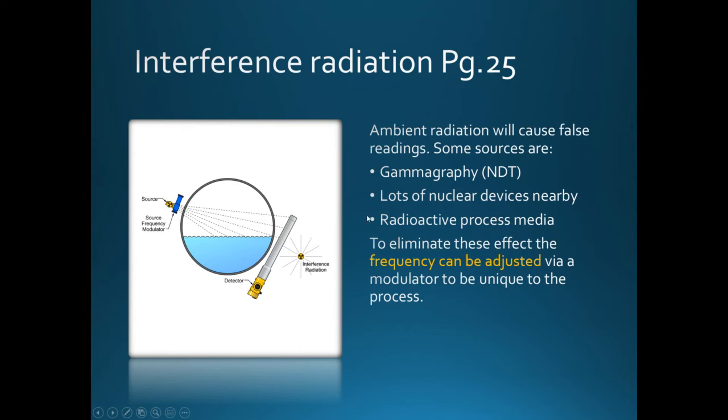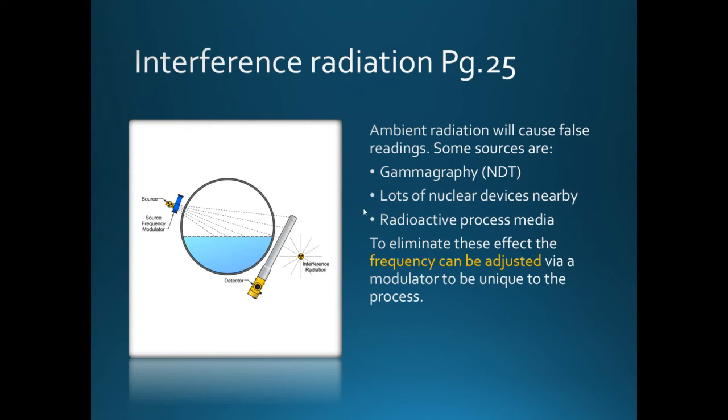Where do these interferences come from? Gammography. I don't know if that's spelled right, but non-destructive testing. So when they come in and do X-rays on pipes and things like that, that's a potential. Lots of nuclear devices nearby. If that happens to be your case, radioactive process media, that does happen.